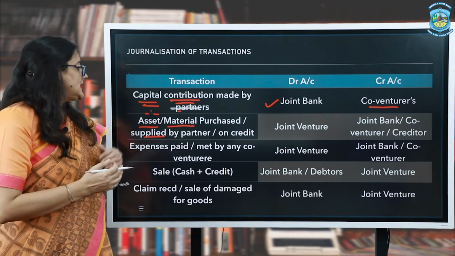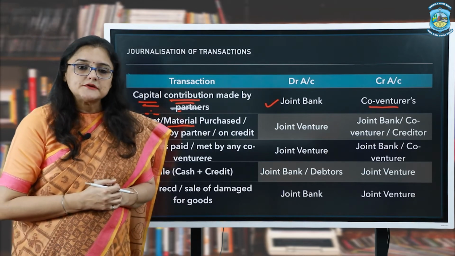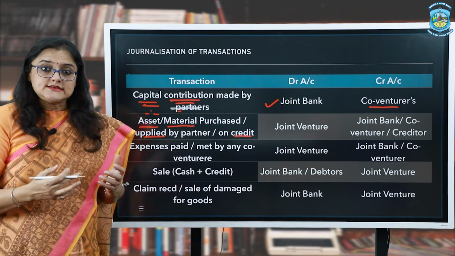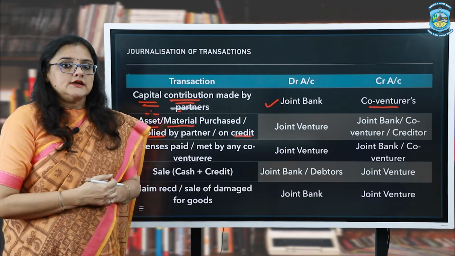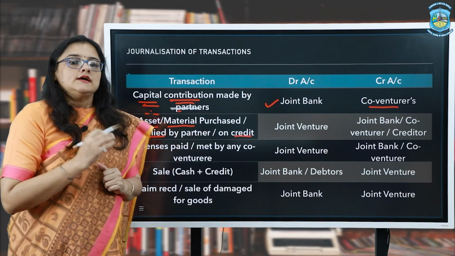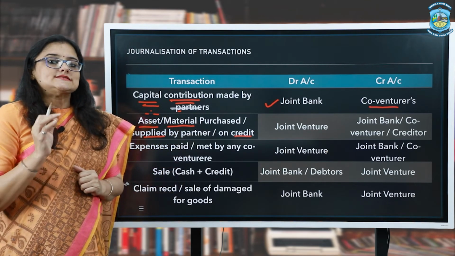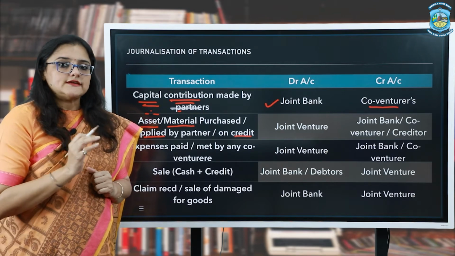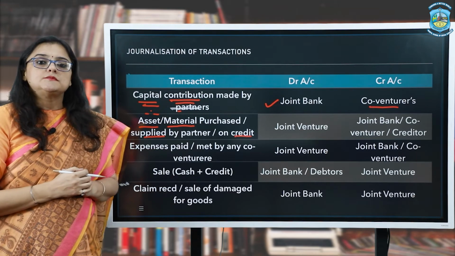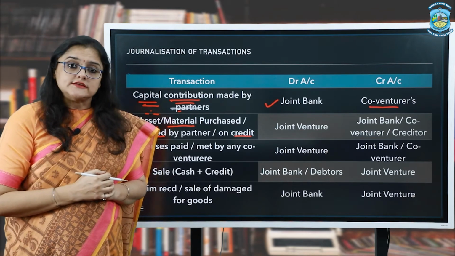And it might happen that no cash payment is made for their purchase; it is purchased on credit. So let's see how we are going to post it. The entries will be separate, but your understanding should be the same. Everything which is charged on the joint venture, or any expenditure which is made on the joint venture, should be debited to the joint venture account.